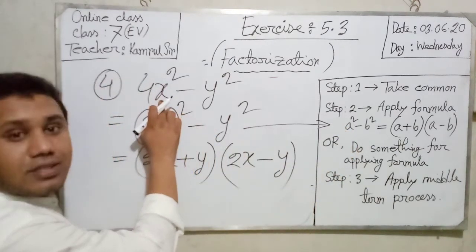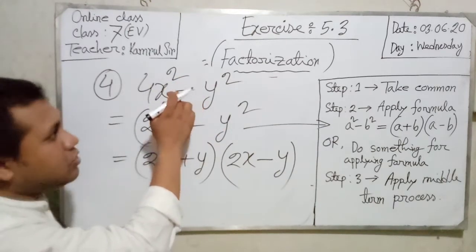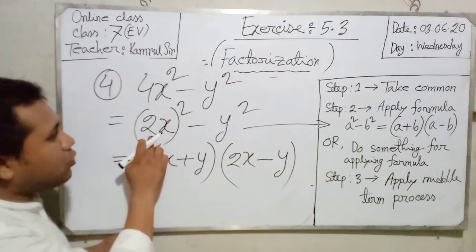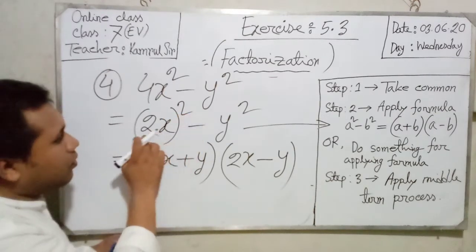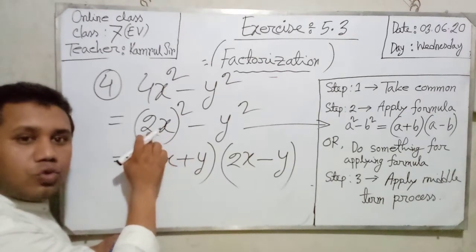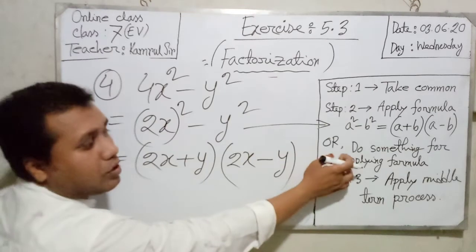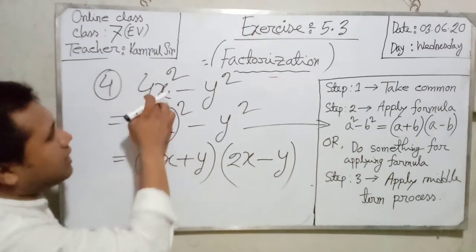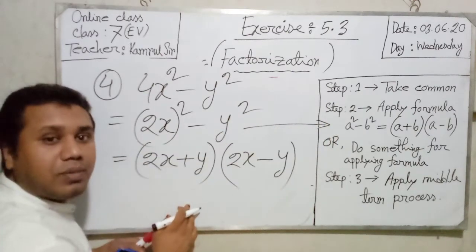Look, here x square, here the 4 is outside of the square. This square only belongs to x. But if we write (2x) whole square, then this square applies to both 2 and x. Clear? So we just do something, look, to apply the formula. Just we write in this format, then we can apply step number 2.